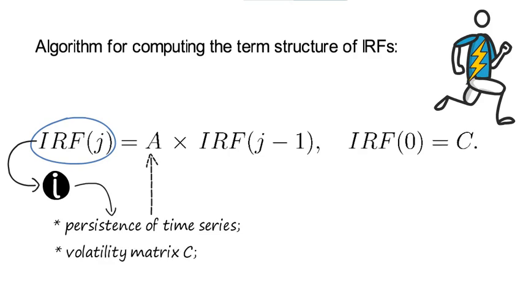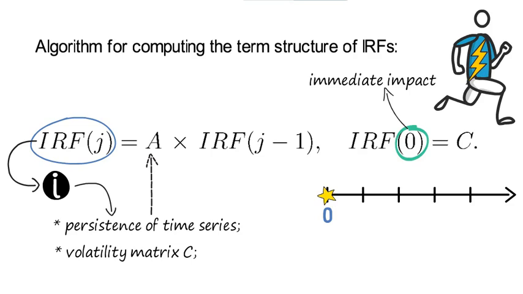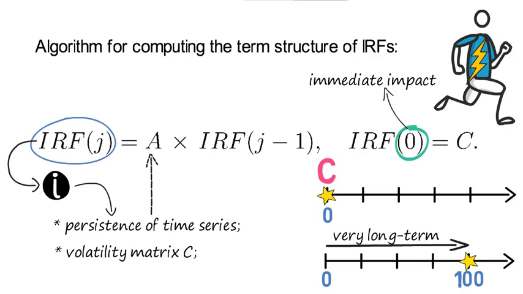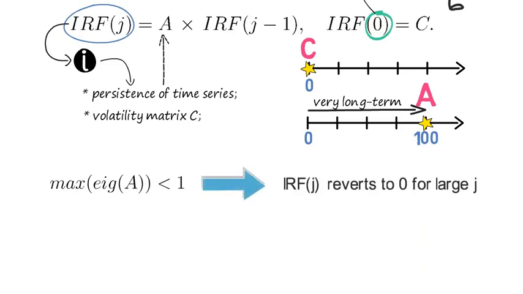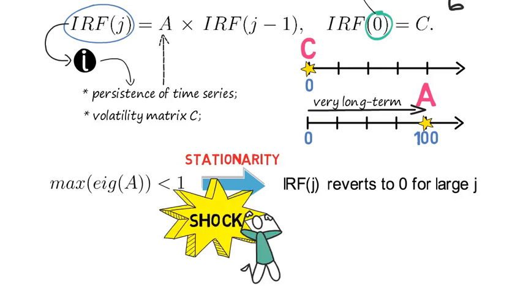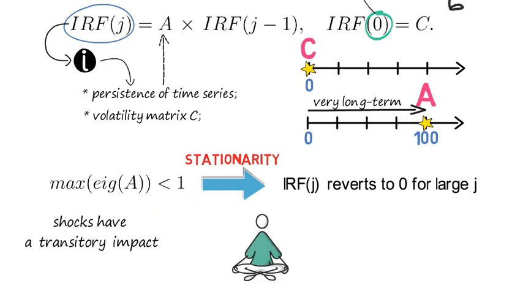The immediate impact for j equals 0 is only affected by the volatility matrix C. In contrast, the very long-term behavior of the system is mainly affected by A, namely the persistence matrix of the system. So if the maximum eigenvalue of matrix A is smaller than 1, the IRF of j reverts to 0 for large j, which implies that the system is stationary. This says that shocks to the system have only a transitory impact, but not a permanent one.